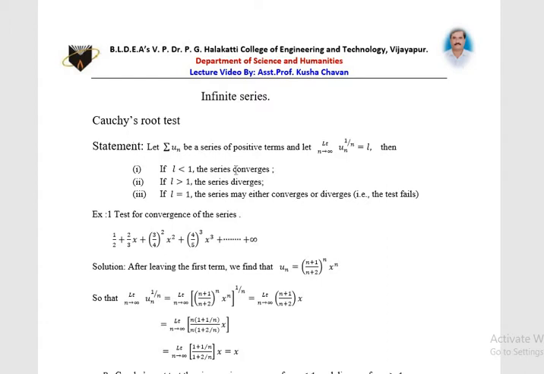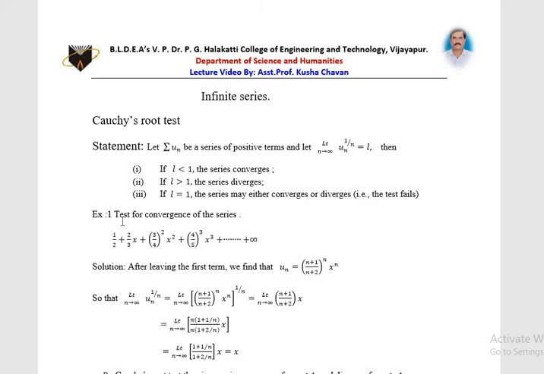Let Σun be a series of positive terms and let the limit of un raised to 1 by n as n approaches infinity be equal to L. Then if L is less than 1 the series converges, and if L is greater than 1 the series diverges, and if L is equal to 1 the series may either converge or diverge. That is, the test fails if L is equal to 1.